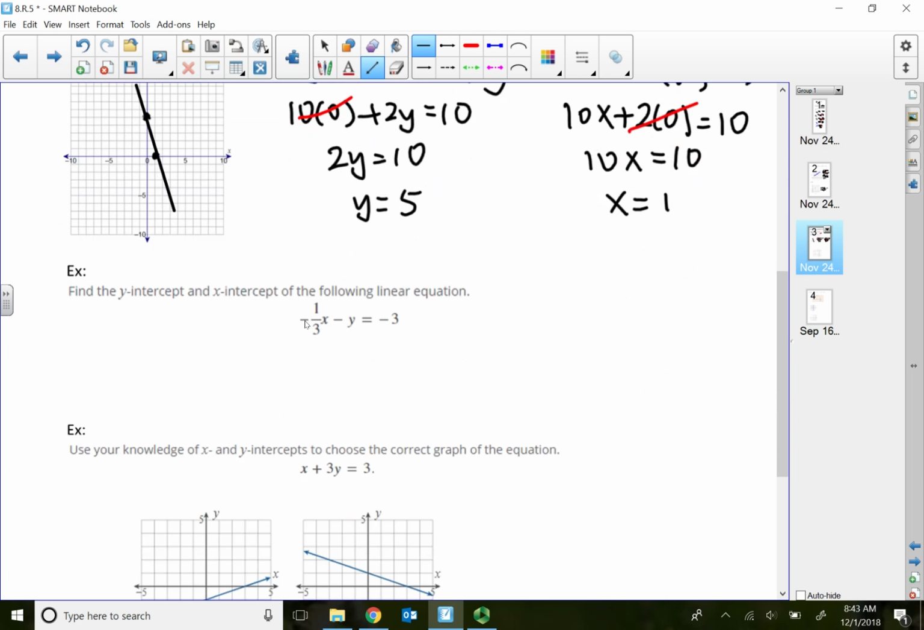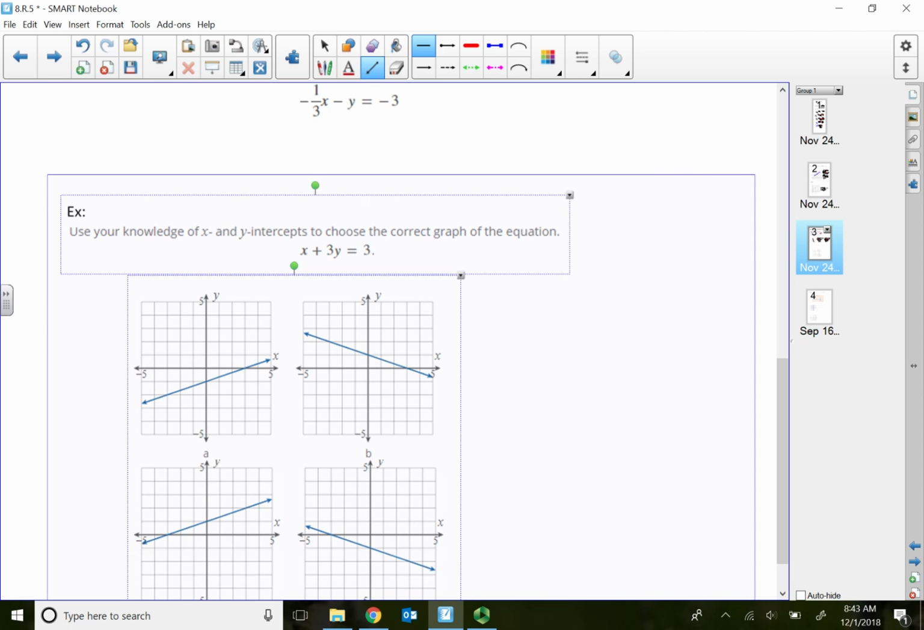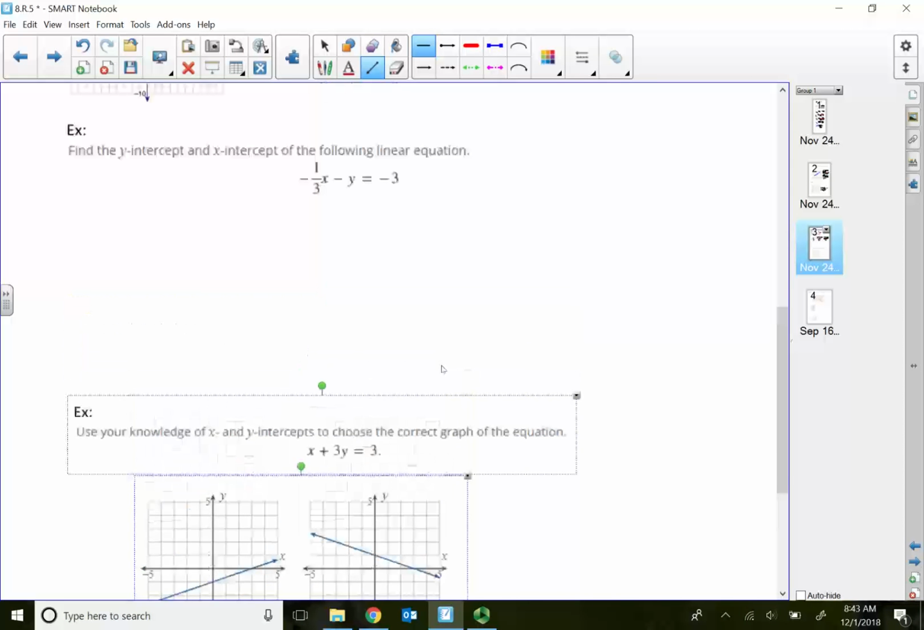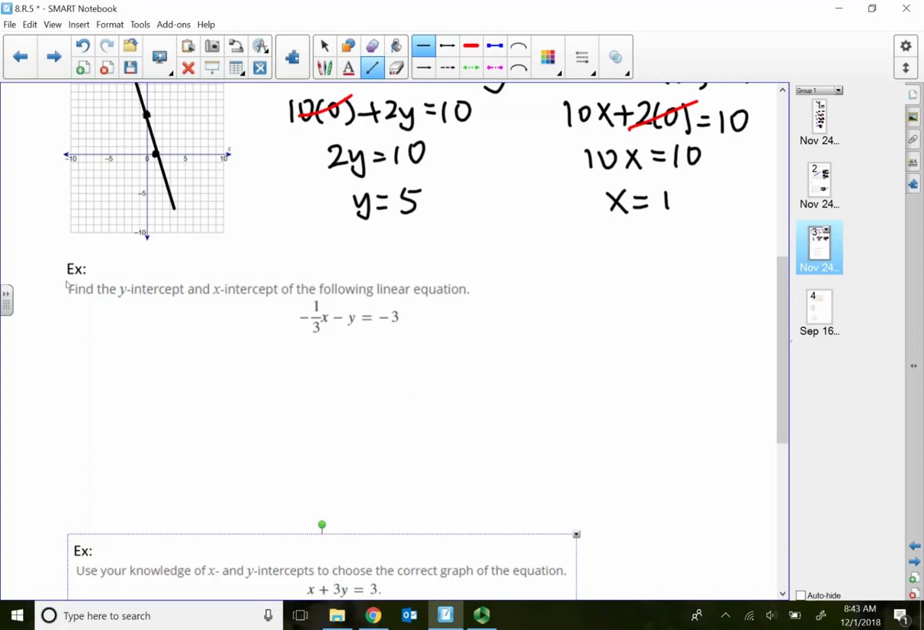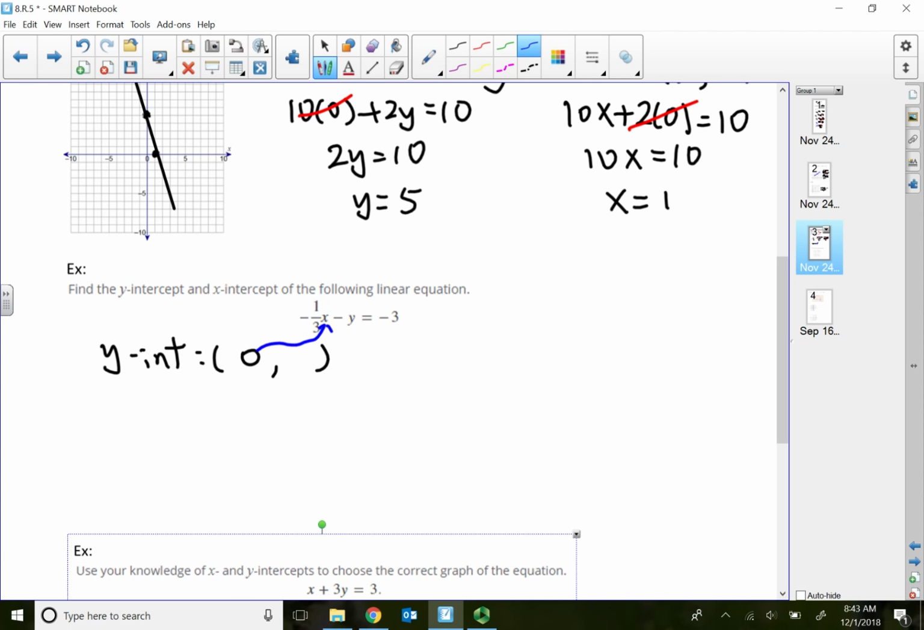All right, now this one is a little bit trickier because I'm involving a fraction right here, but still, as far as finding the x and y intercept, we do exactly the same thing as what we just did. So let's do y-intercept first. Y-intercept means find the y value when x is equal to 0. So I'm going to substitute the 0 for x right here. So that will be negative 1/3 times 0 minus y equal to negative 3.